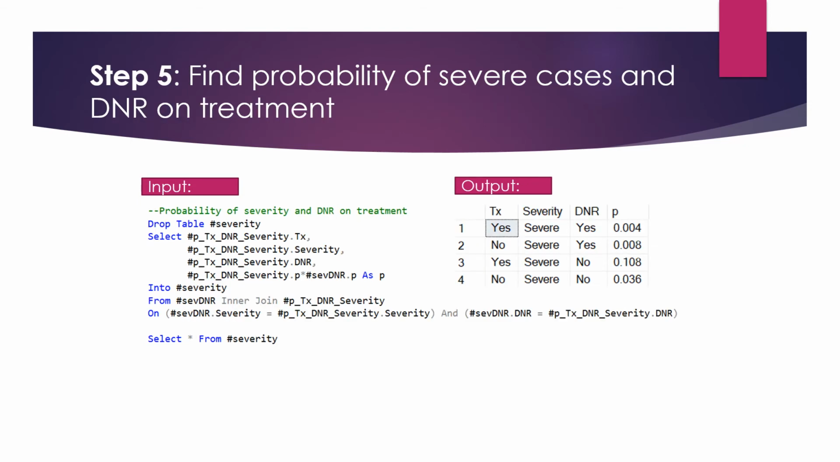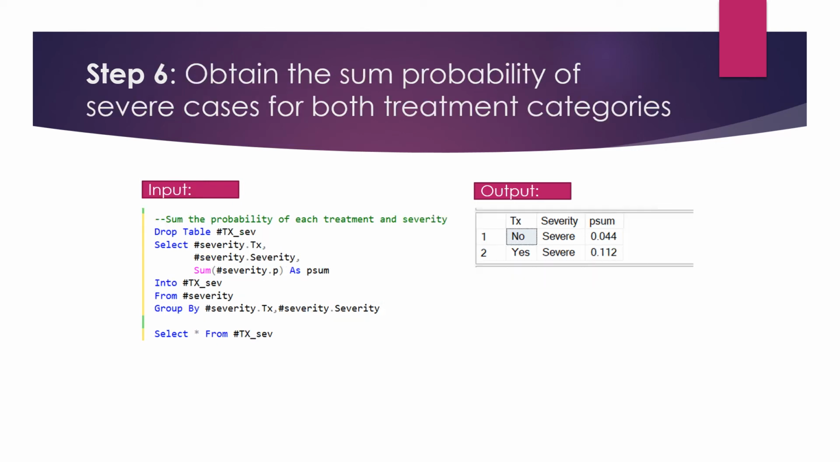Next, we will find the probability of severe illnesses and DNR on treated and untreated. To get the p-value here, we multiply the p-value from the treatment table with the p-value from our output table that we got in step 4. We now need to get the sum probability of severe cases that were both treated and untreated.